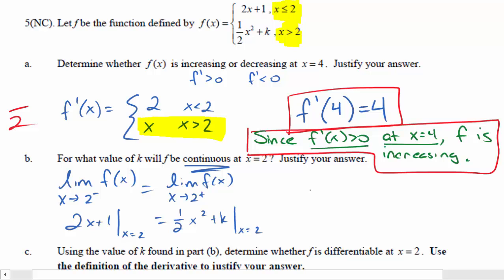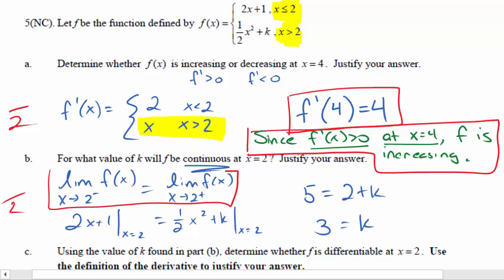So we plug in 2 for the left side, we're going to get 5. We plug in 2 to the right side, 2 squared is 4, half that is 2, so that's 2 plus k, and we get k equals 3. Again, this problem is only worth 2 points. Points come from showing that you are taking the left-hand limit and setting it equal to a right-hand limit. And finally, do you have the correct value of k?